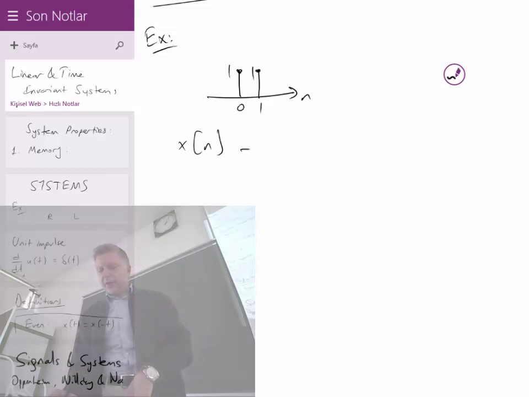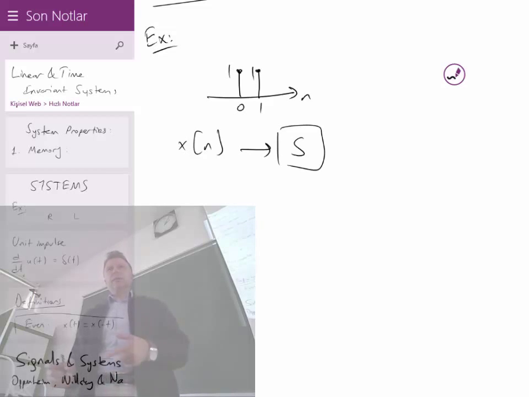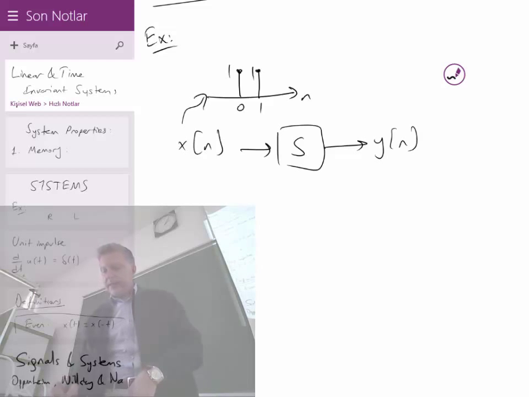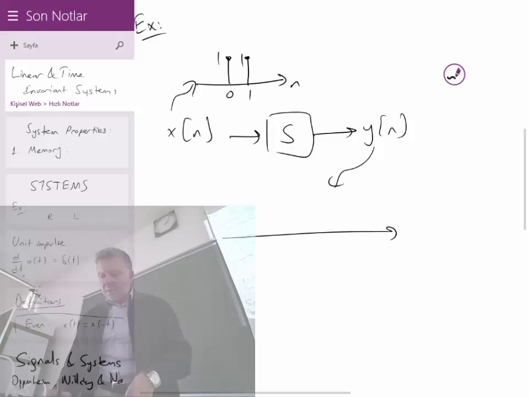X of n goes into our discrete time system. Now, of course, if the input is not continuous time, it must be a discrete time system anyway. And we observe the output y of n. So x of n is this, and y of n is, I don't know, just some shape over n.